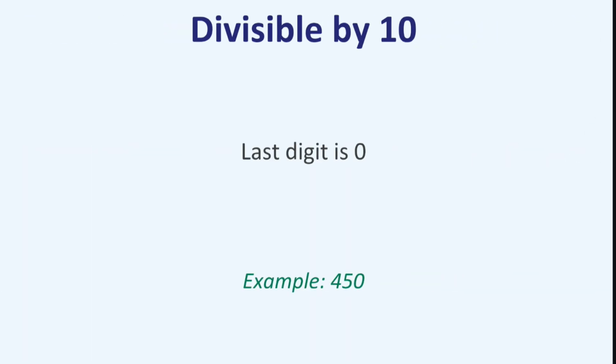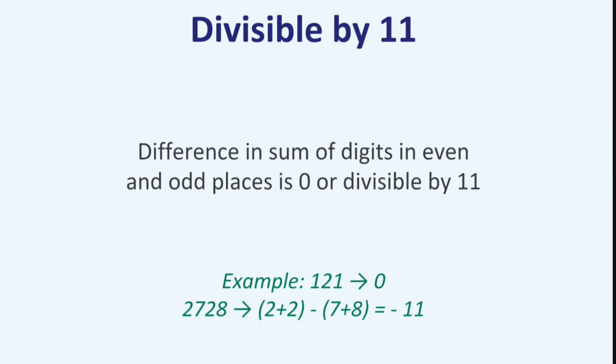Divisibility by 10 is the simplest. We just check whether the last digit is 0. If it isn't, the number is not divisible by 10. For example, 450.